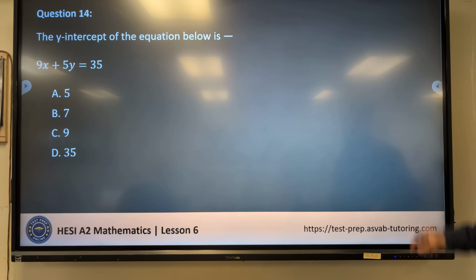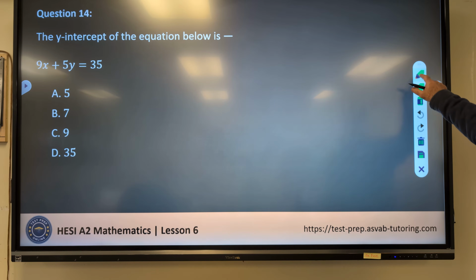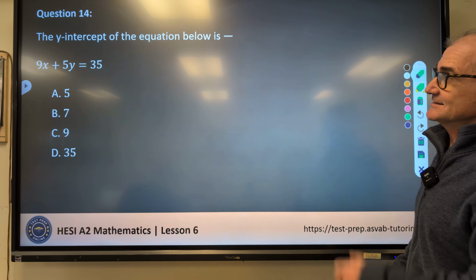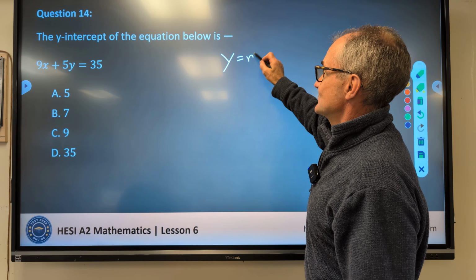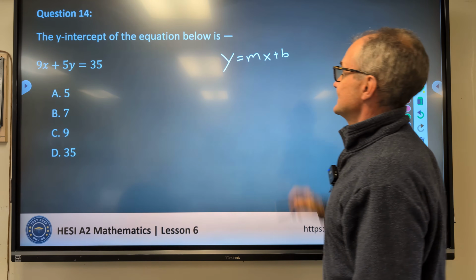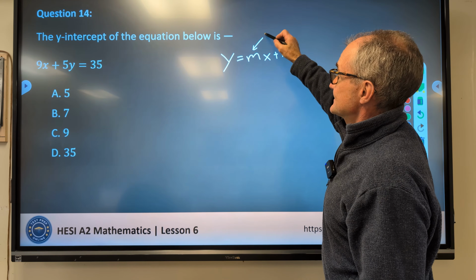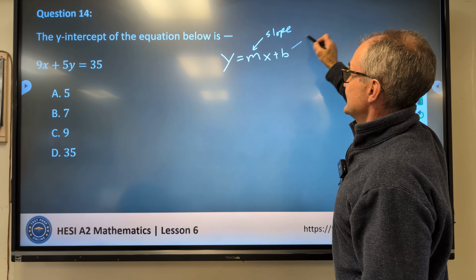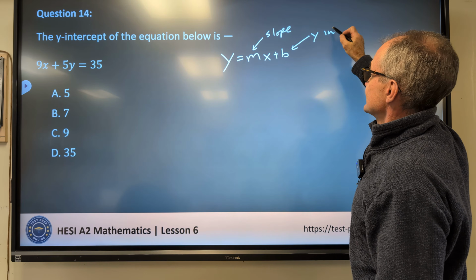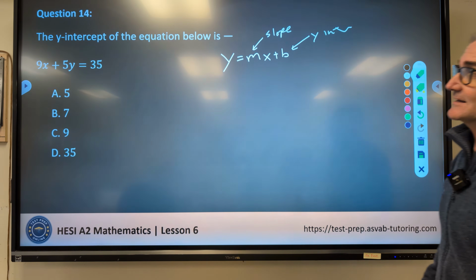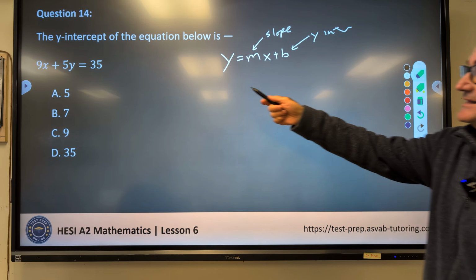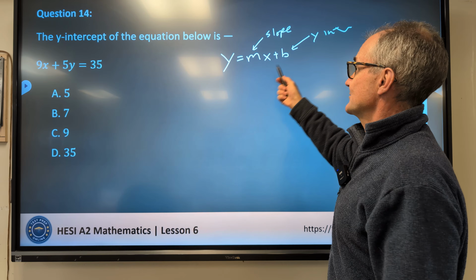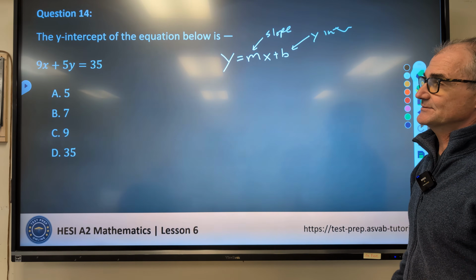Okay, back to linear functions here. This is the line of a graph. Again, maybe take a little bit of notes on this. The general equation for a linear function is y equals mx plus b, where m is equal to slope and b is the y-intercept. So the y-intercept of the equation below is, if I could get this equation to this form, I could just know this is the y-intercept.